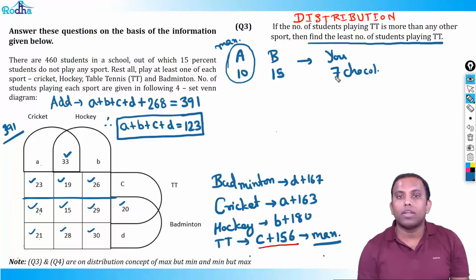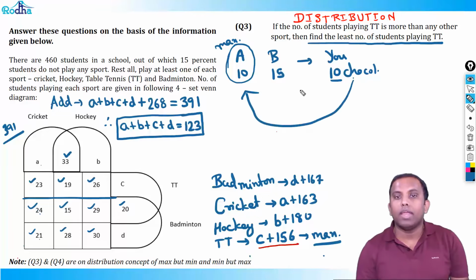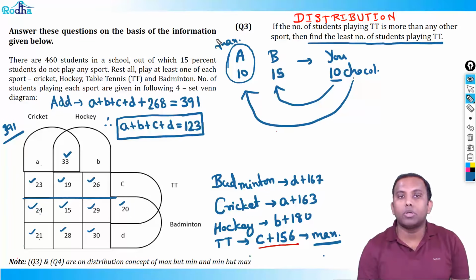Suppose you have 7 chocolates. I want to increase this number actually. Okay, let's make it 10 chocolates. A has got 10 chocolates, B has got 15 chocolates, and you have got 10 chocolates. You want to distribute these 10 chocolates among A and B such that A gets maximum, but that number should be least.